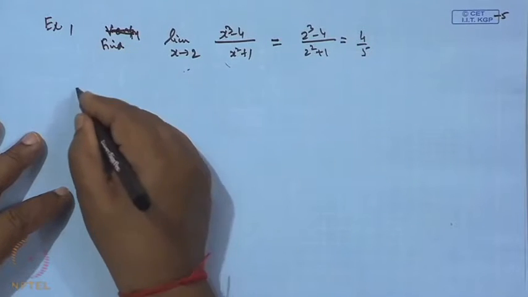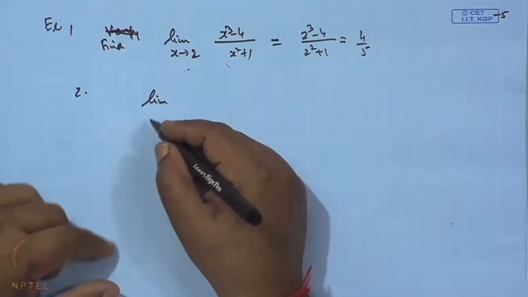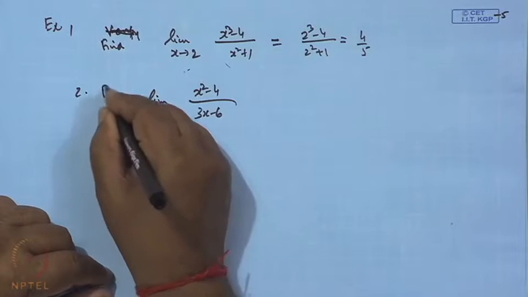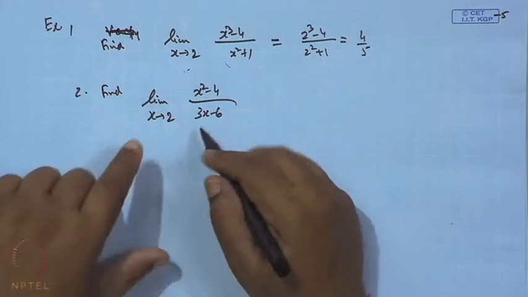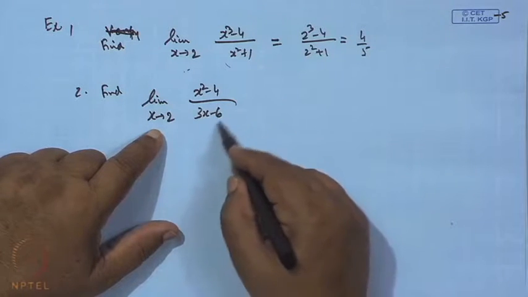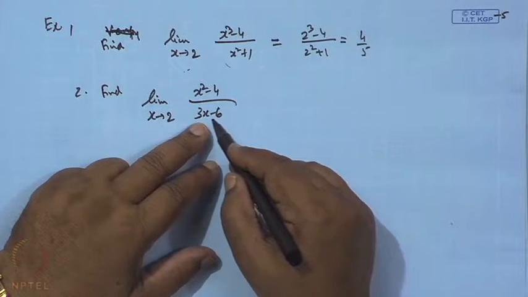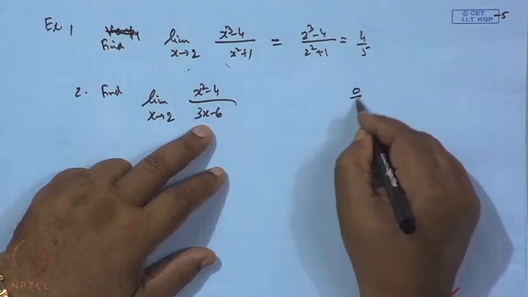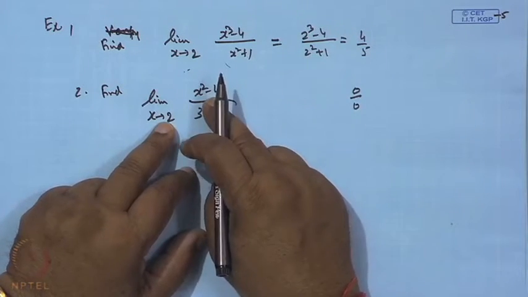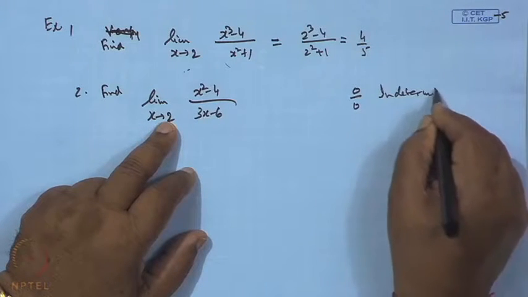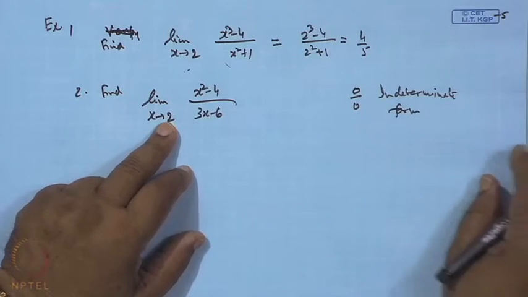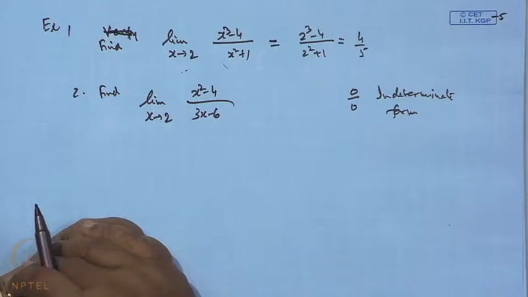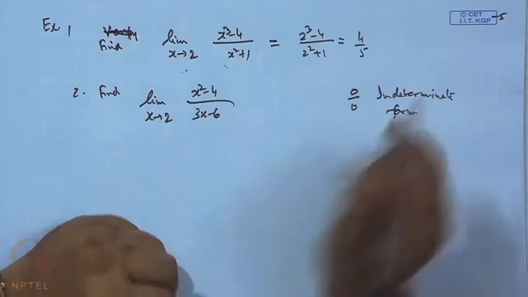Now take the limit of x square minus 4 over 3 x minus 6 when x tends to 2. Find the limit of this. Here, when you substitute x is 2, the denominator is vanishing, so it is not defined. Similarly, the numerator is also 0. So basically it comes to the 0 over 0 form when you replace x equal to 2, which is known as the indeterminate form. We will discuss later, when we go for L'Hospital's rule, how to compute the limit of such a ratio which comes in the indeterminate form.